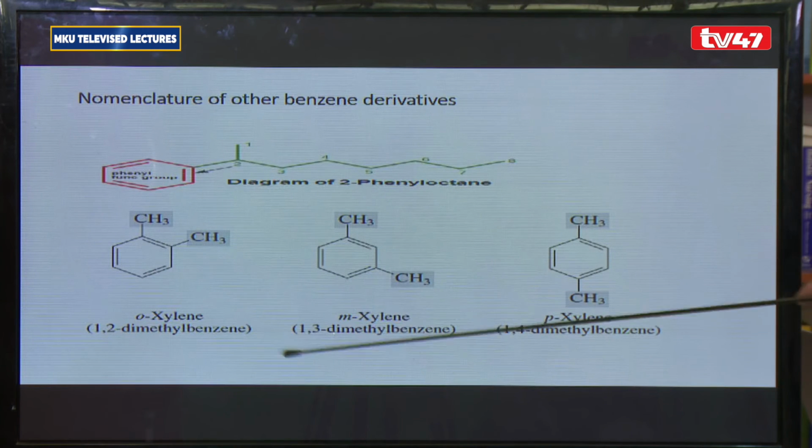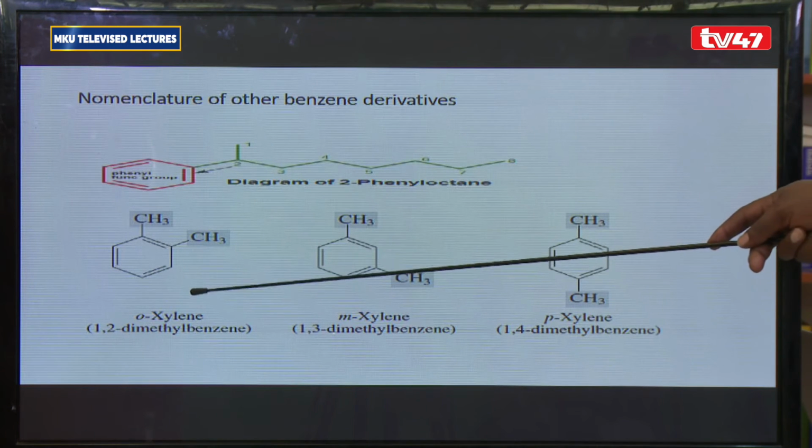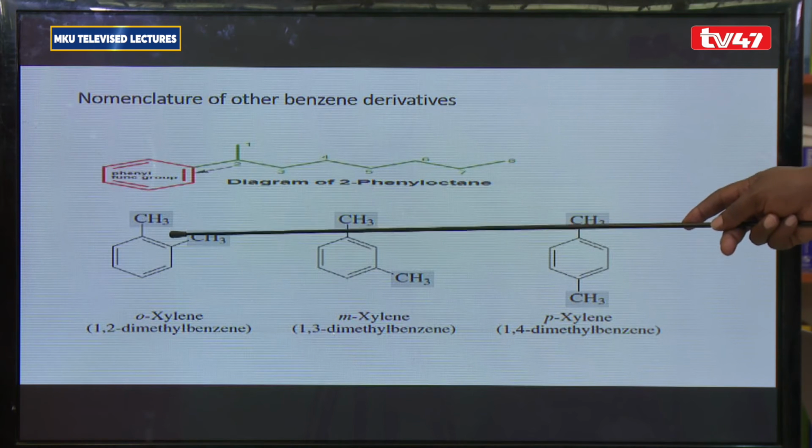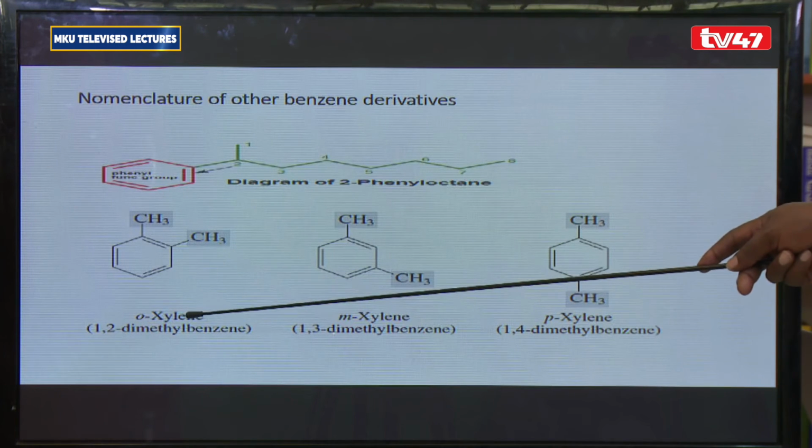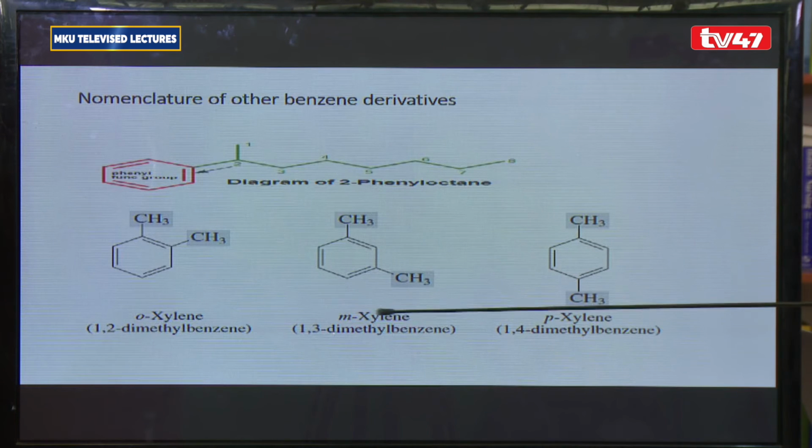So these are things we had said, that two methyl groups make the name change to xylene. So these are common names. Moving on.